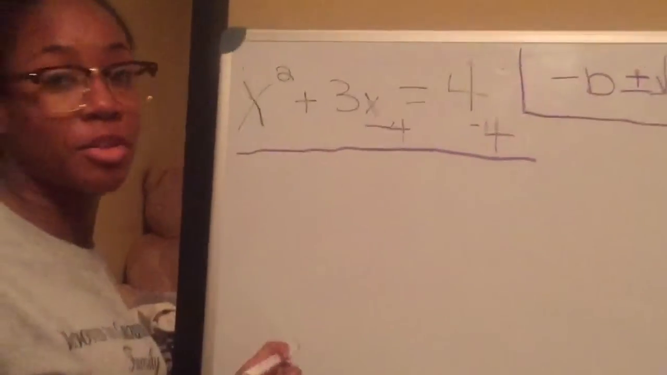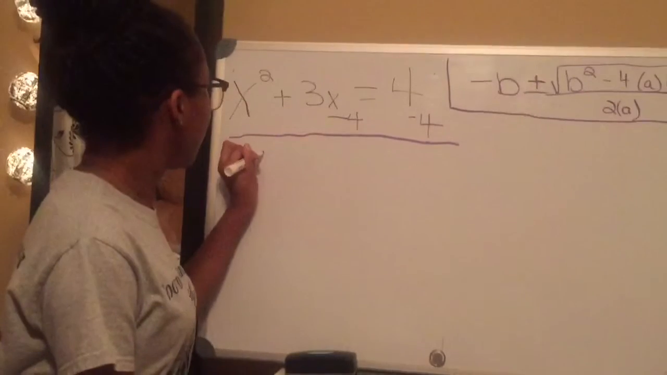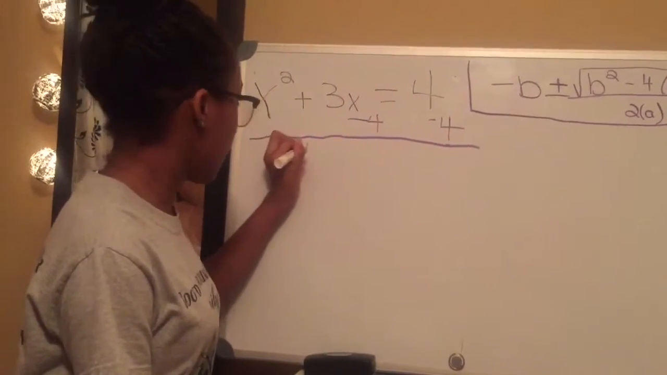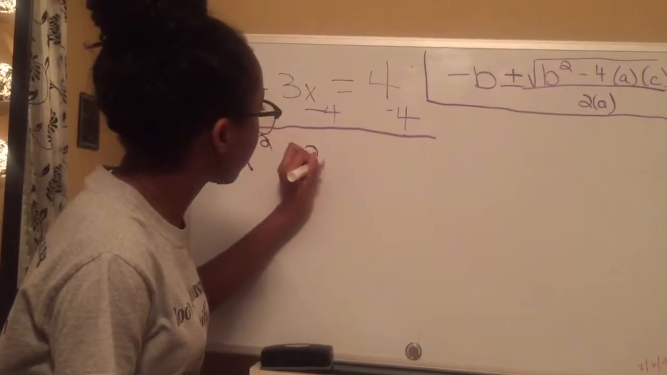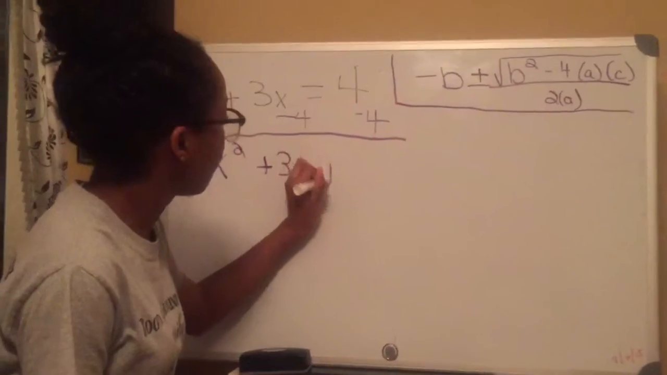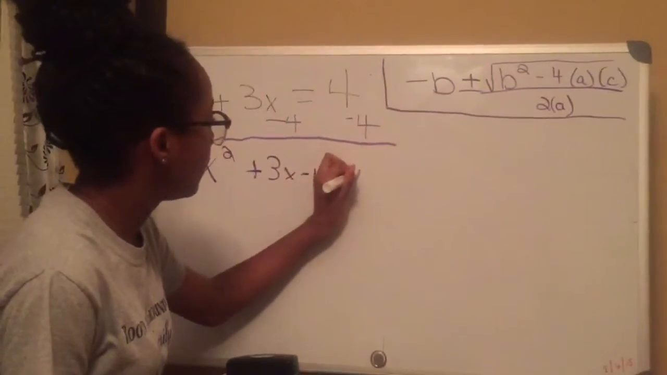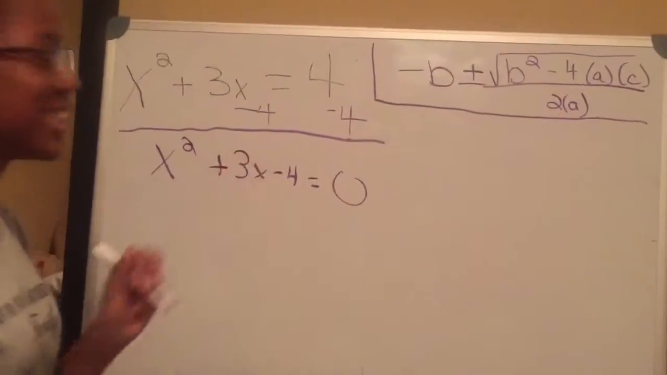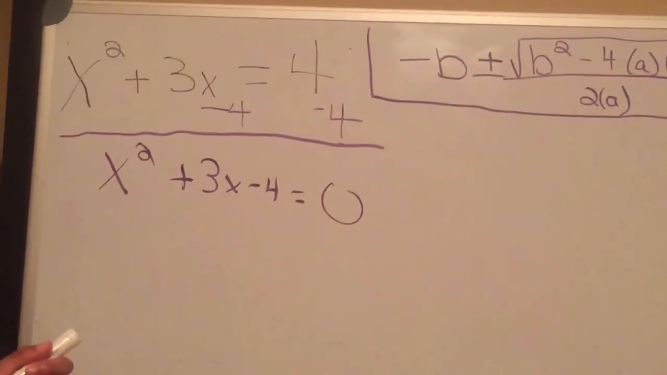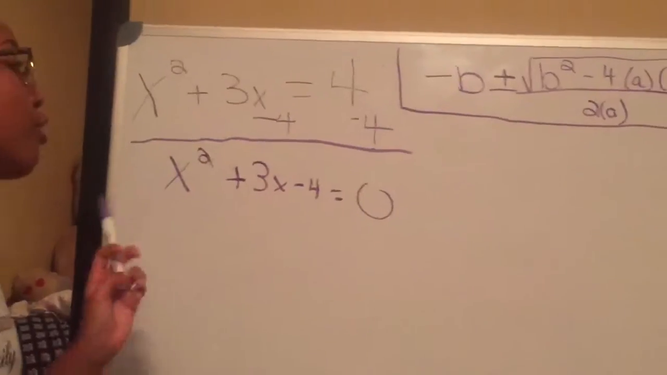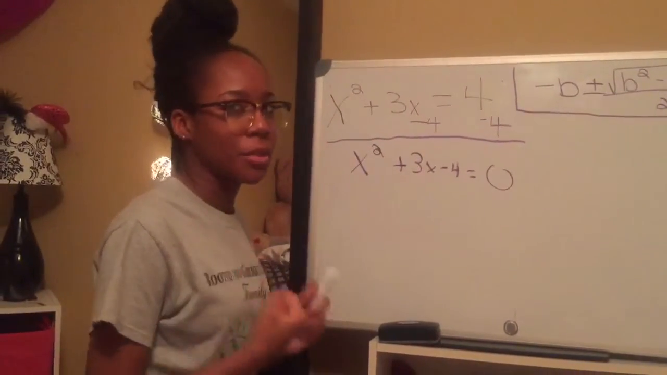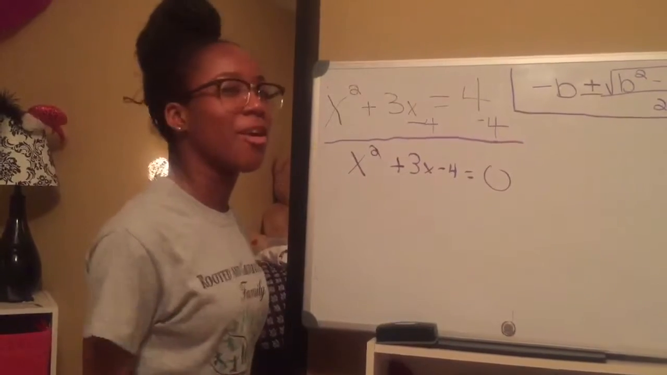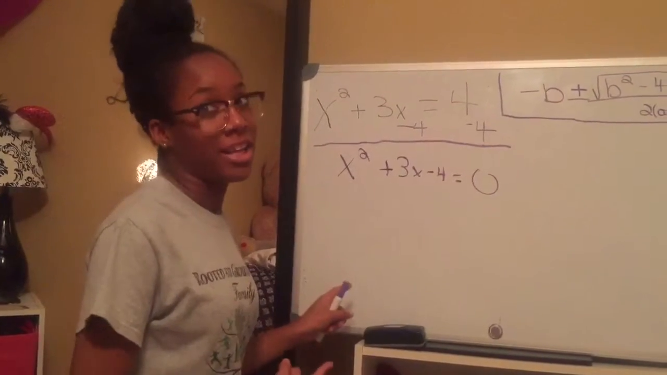So once you subtract it, you get x squared plus 3x minus 4 equals 0. A clever trick to remember this is that for this formula, you want to be with the party with everybody. You don't want to be alone by yourself. You want to be at the party.